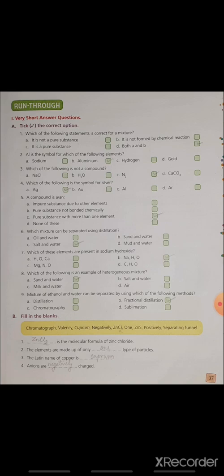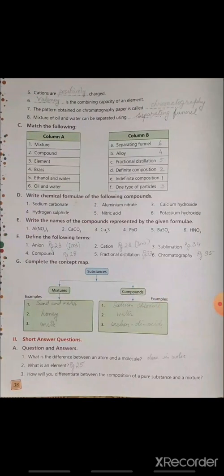Anions are negatively charged. Cations are positively charged. Dash is the combining capacity of an element. The pattern obtained on chromatography paper is called a chromatogram. A mixture of oil and water can be separated using a separating funnel.